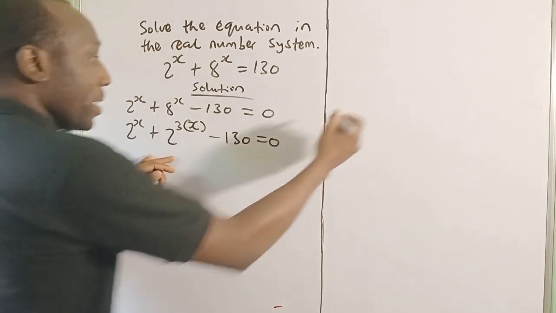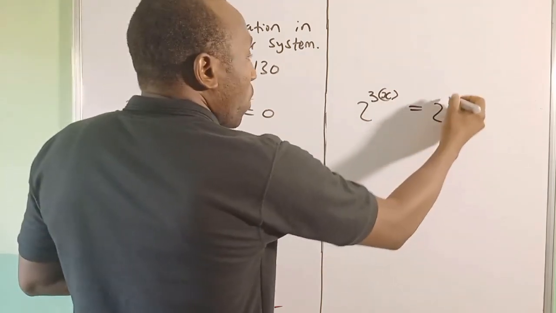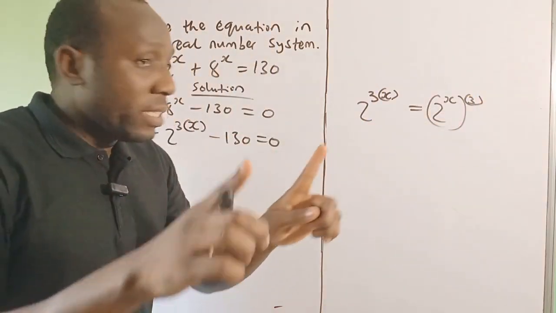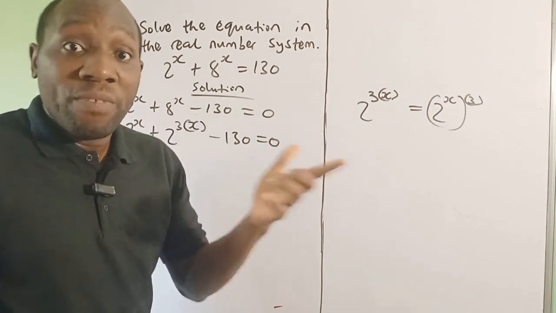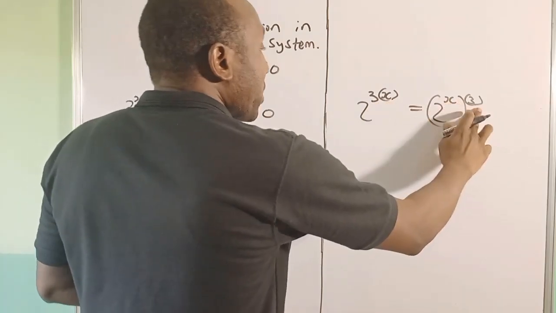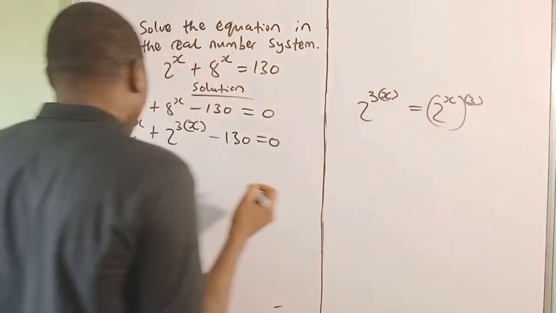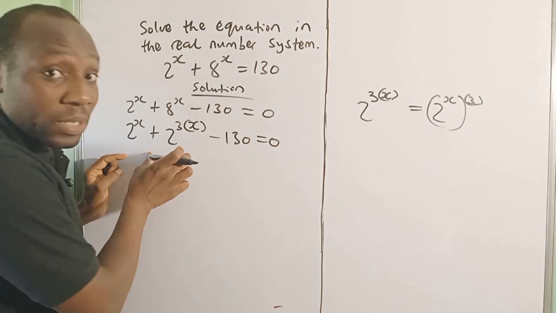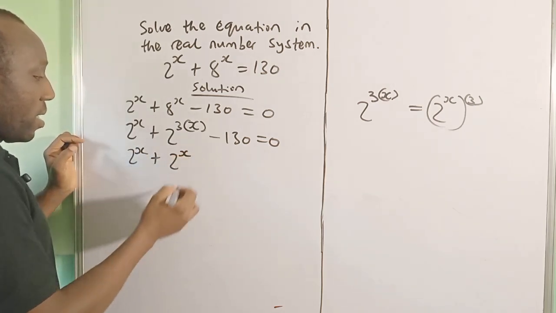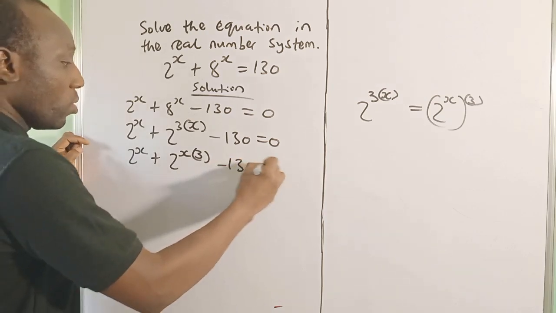Now, do you know that I can express 2 raised power 3x as we have here as 2 raised power x times 3, because it is commutative. You can do 2 times 5 or 5 times 2. They are the same thing. It will give you 10. So in the same way, 3 times x can be expressed as x times 3. It's just so that I will have an identical term as 2 raised power x, both on the first term and on the second term. So this is going to be 2 raised power x plus 2 raised power x and then times 3 as we have here, minus 130 is equal to 0.